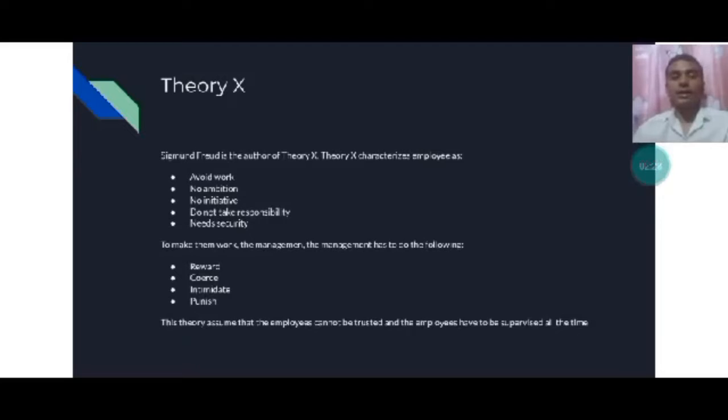Theory X characterizes employees as avoiding work, having no ambition, no initiative, not taking responsibility, and needing security. To make them work, the management has to do something. They need to give rewards, coerce, intimidate, and punish them. This theory assumes that the employees cannot be trusted and have to be supervised all the time.